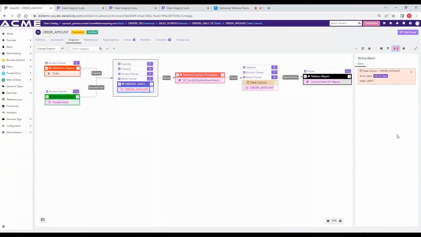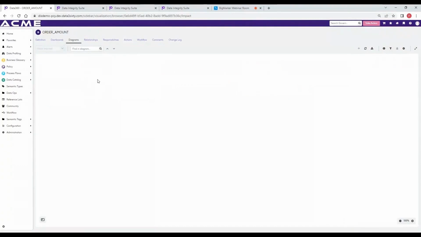So now this data anomaly can have varied impacts. So what I'm going to do is I'm going to pull the impact of this and show you that a small data anomaly can have massive impacts. So I'm going to go to the impact diagram.